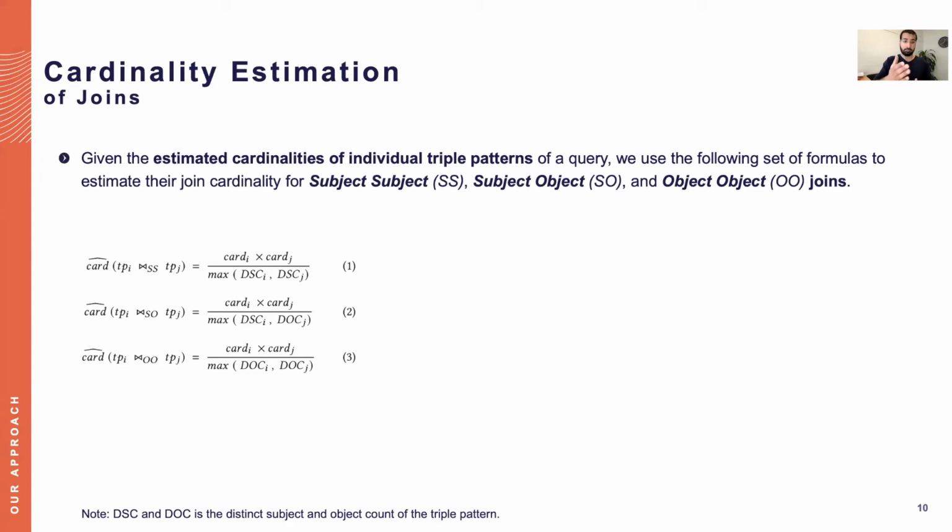we propose a set of formulas, as shown here in formulas 1, 2, and 3, to estimate the joint cardinality for various joins such as subject-subject, subject-object, and object-object among triple patterns. These formulas are actually inspired from relational databases.